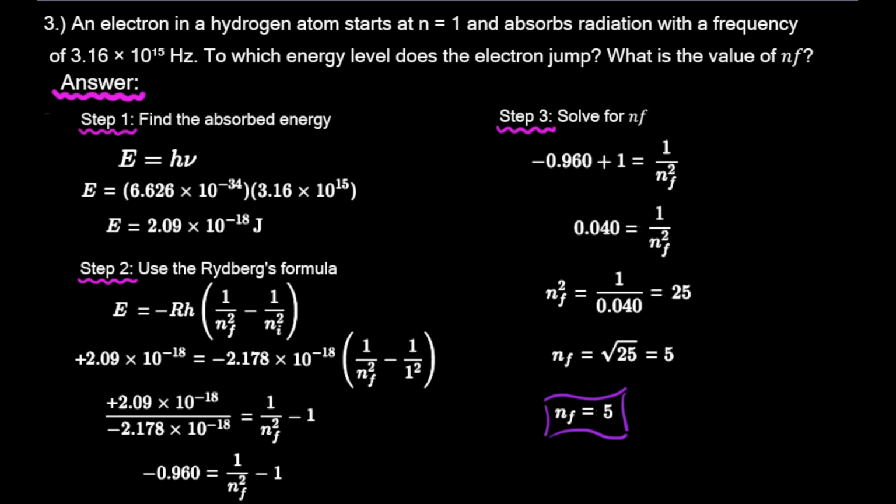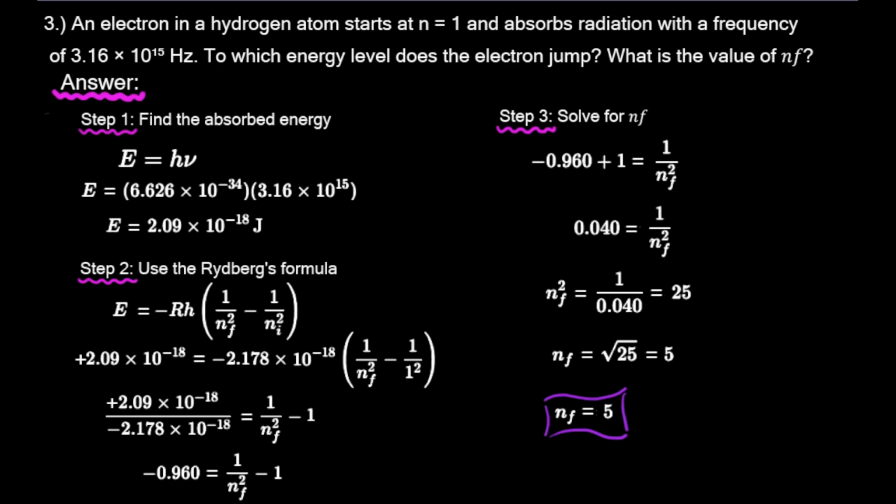In the first step, we calculate the energy of the absorbed photon using the equation E equals h times nu, or frequency. We plug in Planck's constant, which is 6.626 times 10 to the minus 34 joules times seconds, and multiply it by the frequency, 3.16 times 10 to the 15. This gives us an energy of approximately 2.09 times 10 to the minus 18 joules.